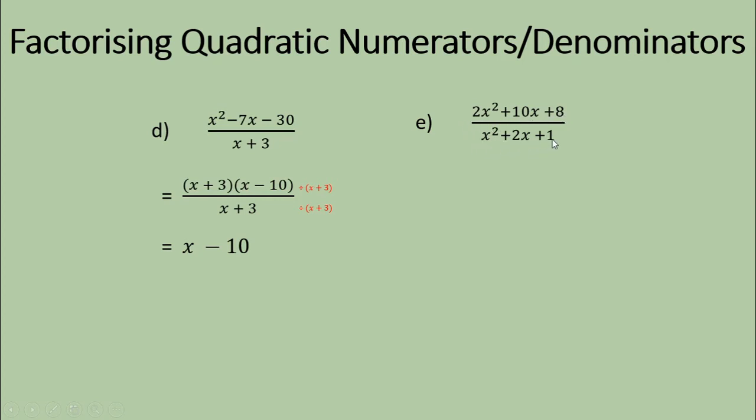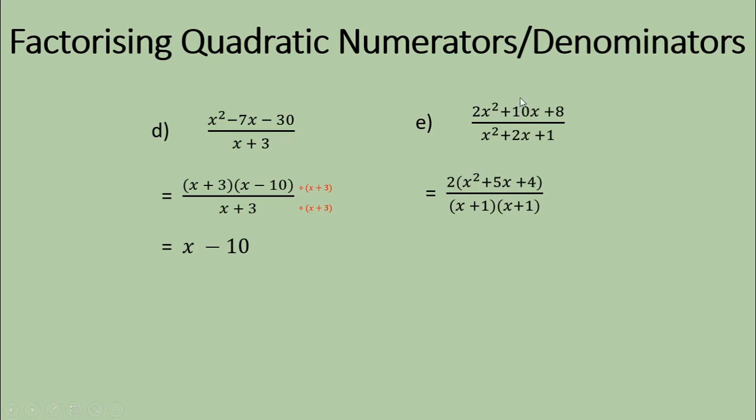The bottom quadratic, though, is fairly straightforward to factorize. I need to multiply to make 1 and add to make 2. I can only think of one pair of numbers that multiplies to make 1, and that's 1 times 1. And 1 plus 1 does make 2. So there we have it. The top quadratic, I factored out the 2. See, that would be 2 times x squared, 2x squared.